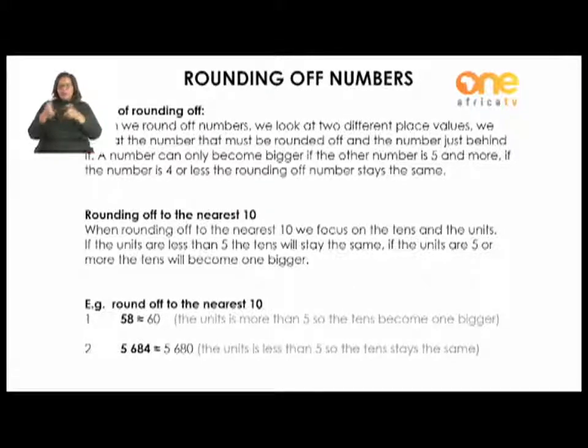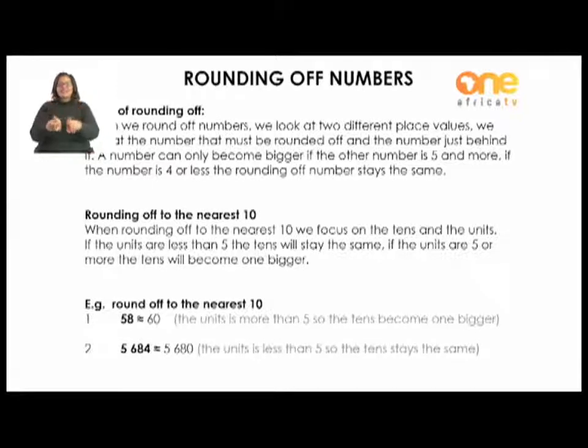Let's read that rule again. Me and my friend, we're also reading. When we round off numbers, we look at two different place values. We look at the number that must be rounded off and the number just behind it. A number can only become bigger if the other number is 5 or more. If the number is 4 or less, the rounding number stays the same.